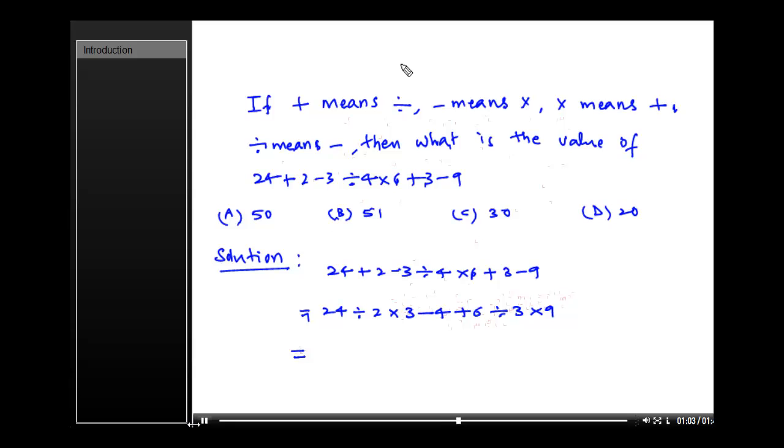division occupies the first preference, therefore 6 divided by 3 will be 2, and 24 divided by 2 will be 12. Now we will write the rest of the numbers. 12 into 3 minus 4 plus 2 into 9, this equals 12 into 3, that is 36. Here also we are applying the BODMAS rule. Minus 4 plus 2 into 9 is 18. This gives you 36 plus 18, which is 54 minus 4. This equals 50, which is choice A.